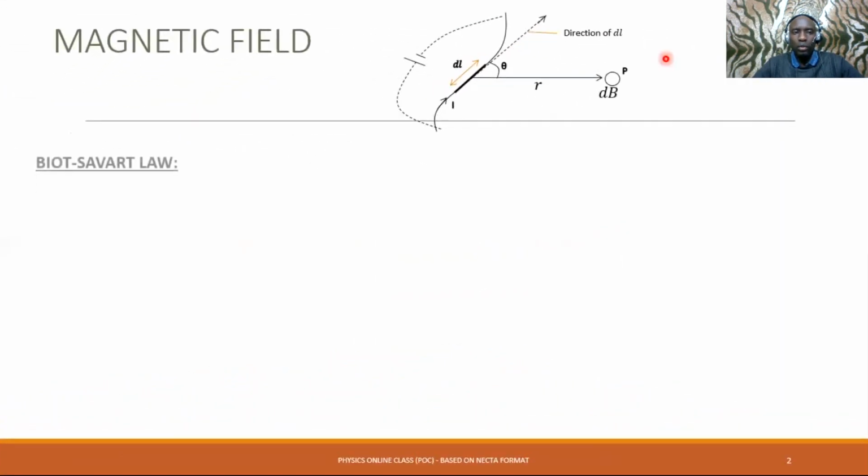We are going to use the Biot-Savart Law to derive the expression for magnetic field along the axis of the circular coil.